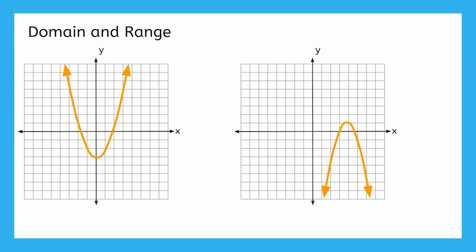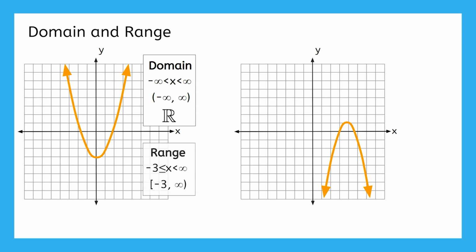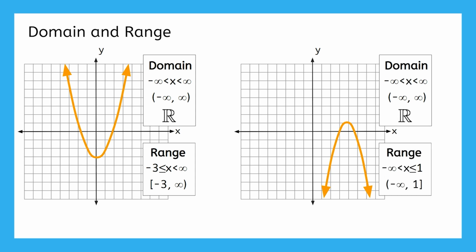Next is domain and range. Since these can be written using inequality and interval notation, we have a domain of -infinity to +infinity, which can also be written using the all real numbers symbol, and a range of everything -3 and higher for the first graph. And for the second graph, we have a domain of all real numbers again, and a range of everything less than and including 1.